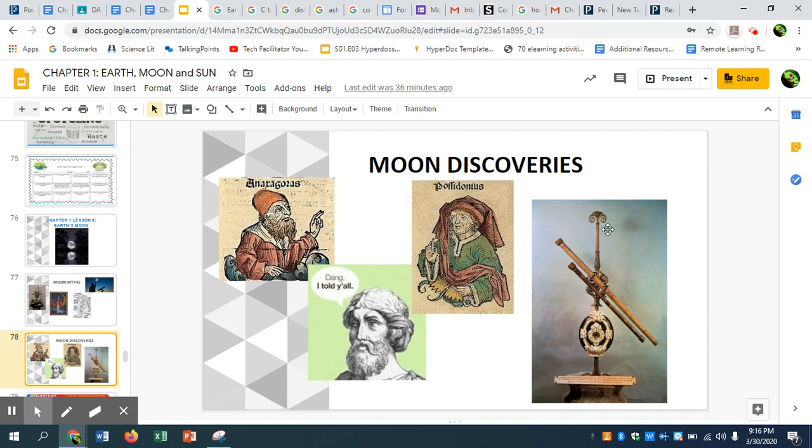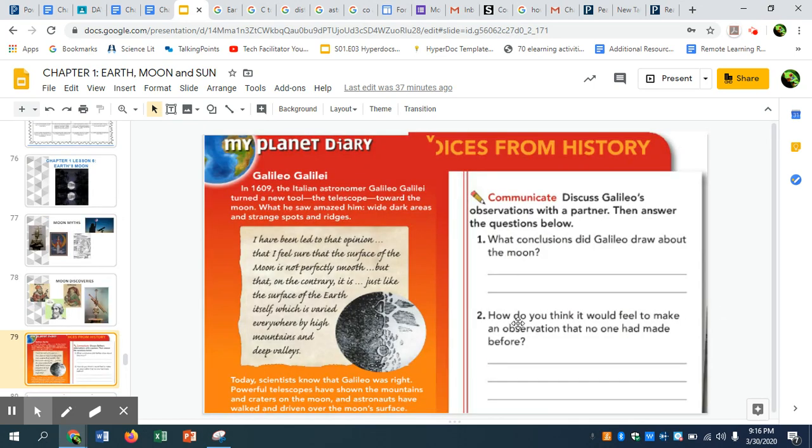This handy little contraption is a replica of a telescope that Galileo used. Now, Galileo did not invent the telescope, but he improved on it. So speaking of Galileo, let's go down to our first activity, the My Planet Diary, numbers 1 and 2.